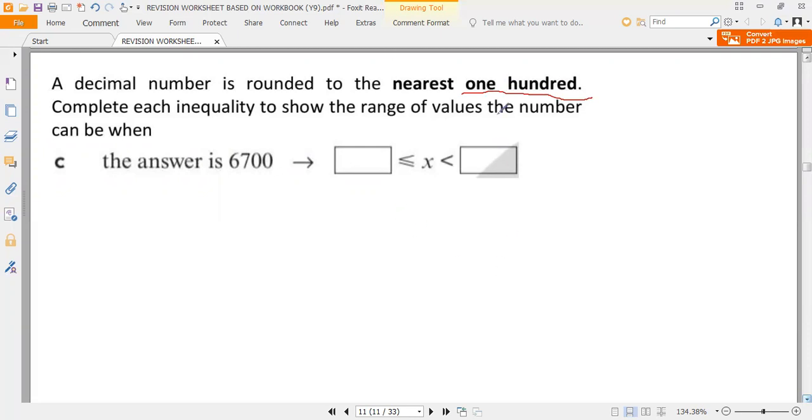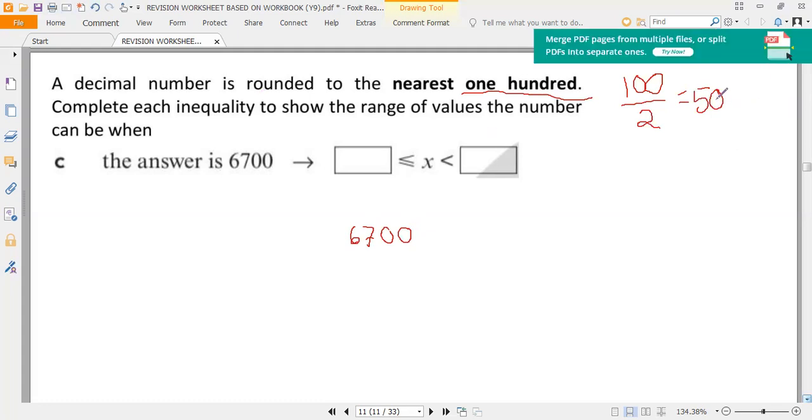So let me guide you with another faster method, a very easy method. Okay, nearest 100. 100 is the overall thing that we are rounding to. So what we can do is divide the 100 into two parts. Always divide by 2, equals 50, which means 6,700, which is the answer.